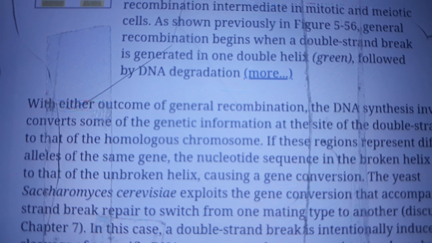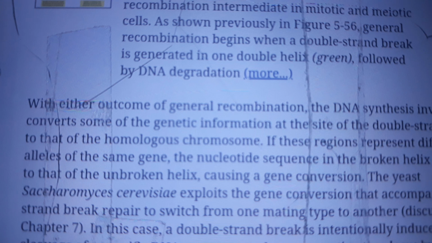So we're back with the subject of general recombination, molecular biology, Unit 13 of the CSIR-NET syllabus, which is equally effective and valuable for those sitting the NEET exams and all the Institute of Medical Sciences exams, and other similar exams too. Now, what we see here is a figure which shows the different resolutions of general recombination intermediate in mitotic and meiotic cells.